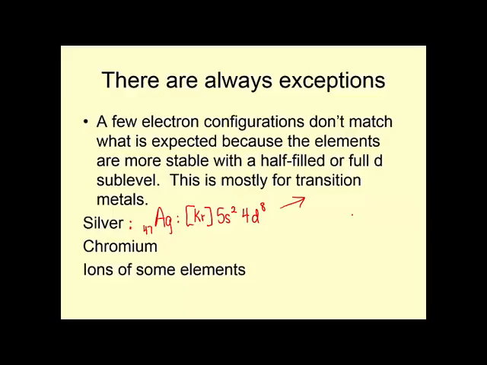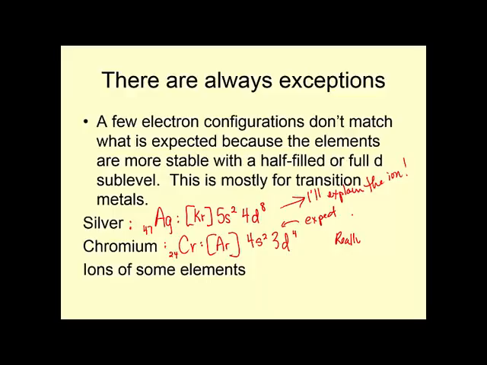Chromium is going to be element number 24. It's going to start with argon's electron configuration. That's 18 electrons. And then we're at 4s2, 3d4. We expect this, but really we get this: 4s1, 3d5. So what would 4s1, 3d5 look like if we were doing orbital diagrams?